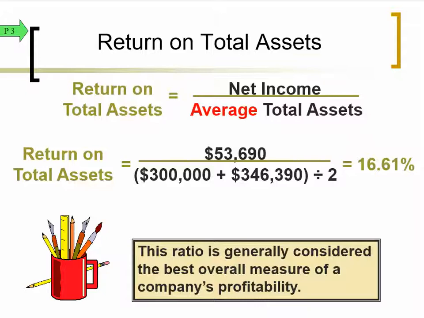And then we get return on total assets. And you'll see a little note here. This ratio is generally considered the best overall measure of a company's profitability. And to calculate this ratio, we take net income divided by average total assets for the period, again, beginning plus ending. And so this is going to tell us how good the company is at generating net income with the assets they have invested in the business. Higher number will be better.